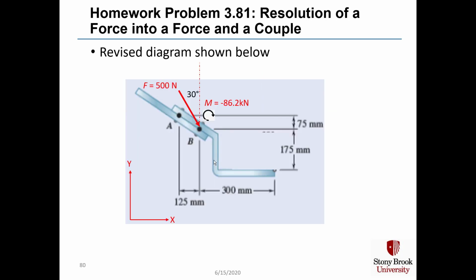And here's our revised diagram, where we now have our 500 Newton force acting at point B at a 30-degree angle to the vertical, and we also have a moment of minus 86.2 kilonewtons.